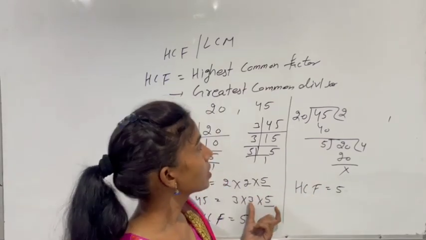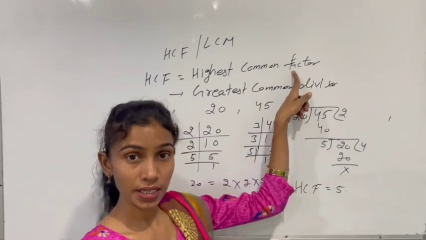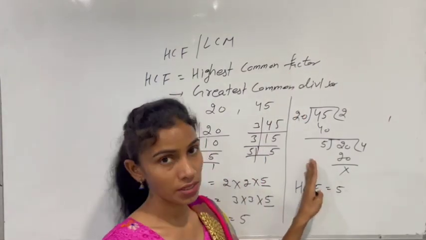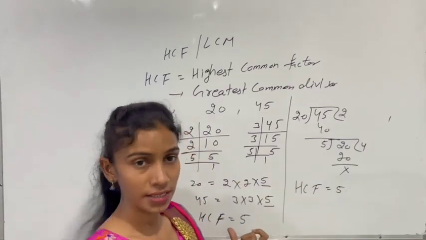So we have two methods to find the highest common factor, HCF: the prime factor method and the division method. This is our HCF.